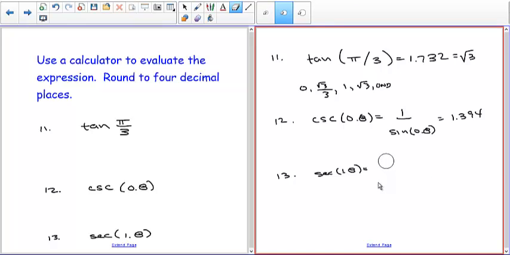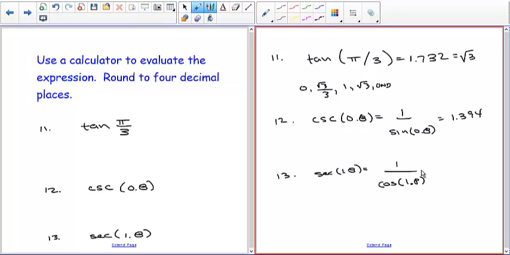Actually, is that true? Yeah, we have a problem here. Oh, no, we don't. Okay. I don't know why I did that. So that's 1 over the cosine of 1.8. I was thinking that these had to be between -1 and +1, but these are radians, so that's the key thing. The secant is 1 over the cosine.